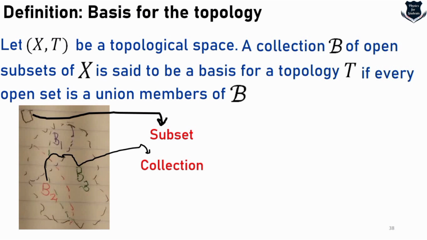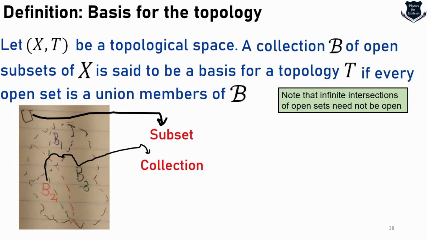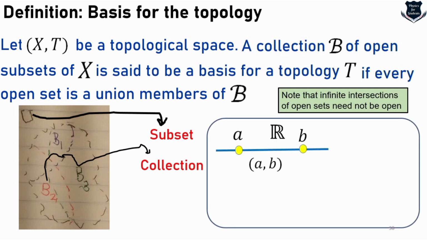So observe how B1, B2 and B3 cover U. That is very important. And note that infinite intersections of open sets need not be open. So this is the one, the interval. These are some of the examples.